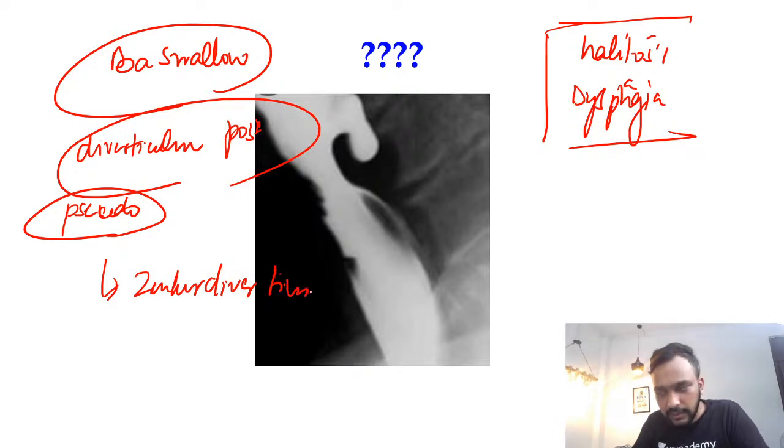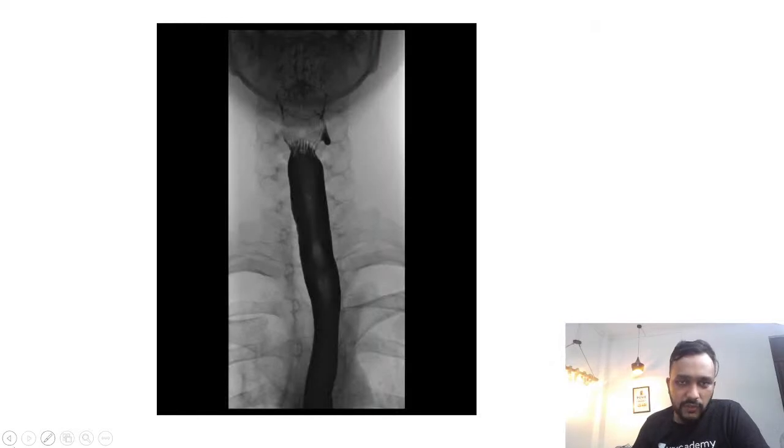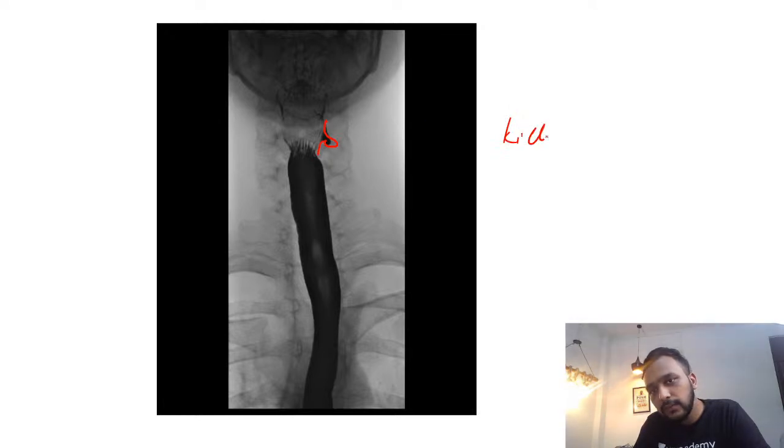In Zenker's diverticulum there is herniation of mucosa and submucosa through the gap between the cricopharyngeus and the thyropharyngeus muscle. Guys, if you are able to see a similar diverticulum on the lateral aspect of the esophagus, then it will be a case of Killian-Jamison diverticulum.